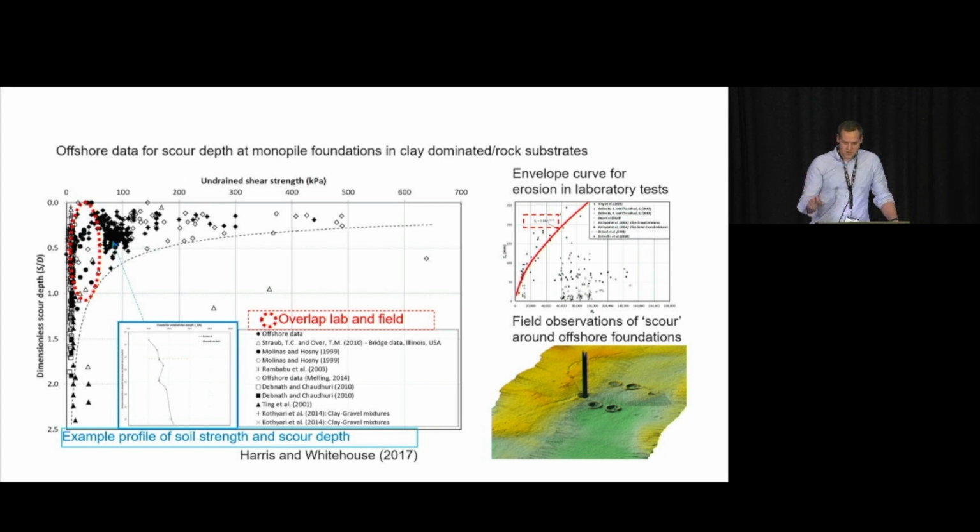And if you look on the right-hand side, it's made up of two types of data. One is lab data. There's a lot of lab data available on different sediment types, including fine-grained sediments. And it's also, on the bottom right, you can see pulling in data from field observations. What's been plotted here is, on the vertical axis, the scour depth normalised by the diameter again, and on the horizontal axis, the undrained shear strength of the soil.